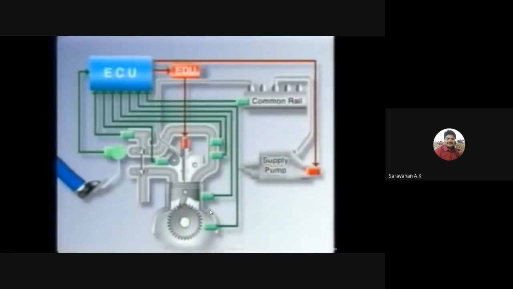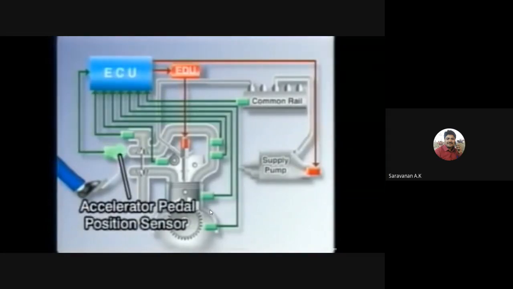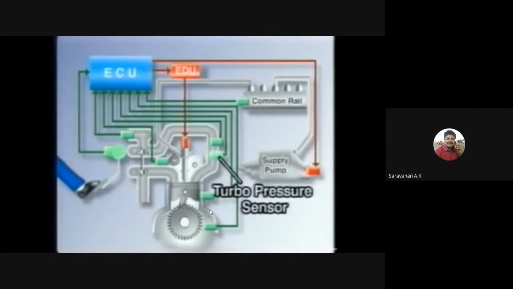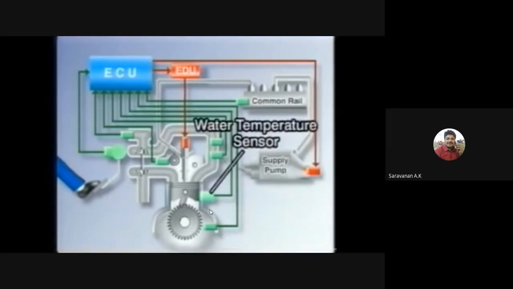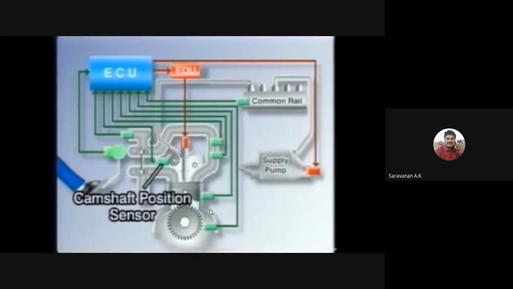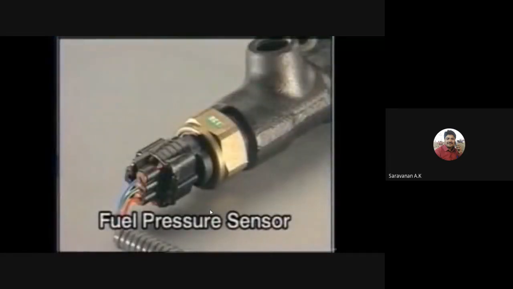Now, let's look at the system. Let's start with the sensors. Here's the accelerator pedal position sensor that detects the opening angle of the accelerator pedal. The airflow meter. The intake air temperature sensor. The turbo pressure sensor. The water temperature sensor. The crankshaft position sensor that detects the rotational angle of the crankshaft. The camshaft position sensor that identifies which cylinder is at TDC. And the fuel pressure sensor at the common rail, which detects the pressure inside the rail.